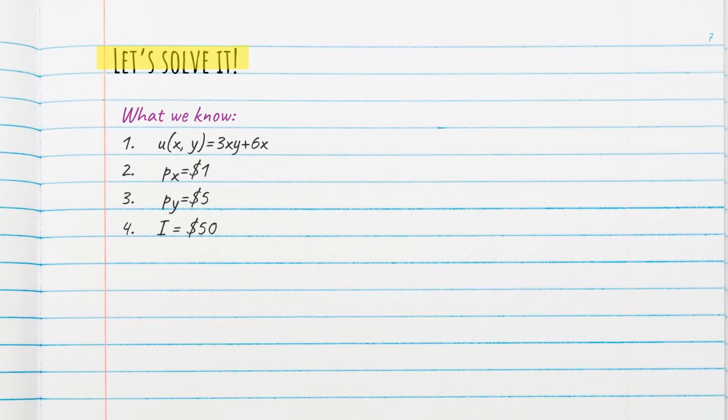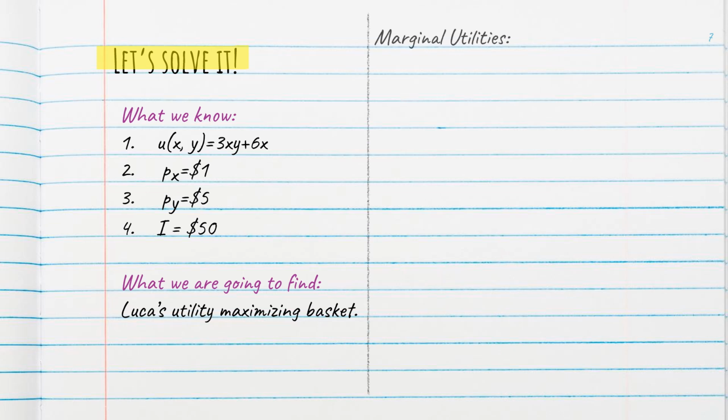Let's solve this question. Here's what we know: the utility function, the two prices, as well as the income. We're trying to find Luca's utility maximizing basket. So we know that we're going to engage in this tangency and budget constraint process. And in order to do that, the first thing we need to do is solve for the marginal utilities. So to find the marginal utility of x, we're just going to take the partial derivative of our utility function with respect to x. X appears in both terms, and this partial derivative is going to be 3y plus 6.